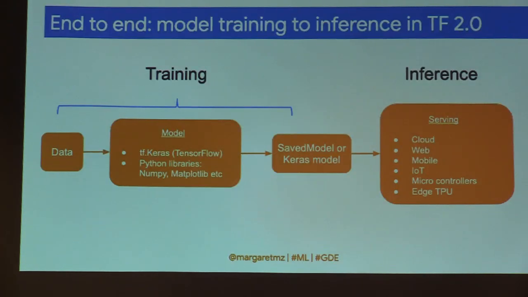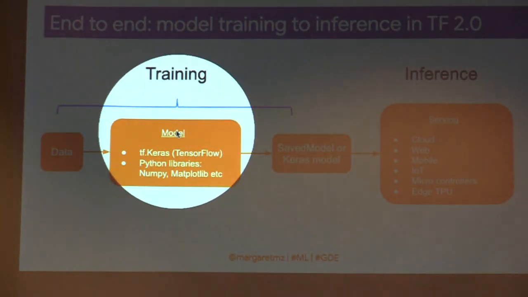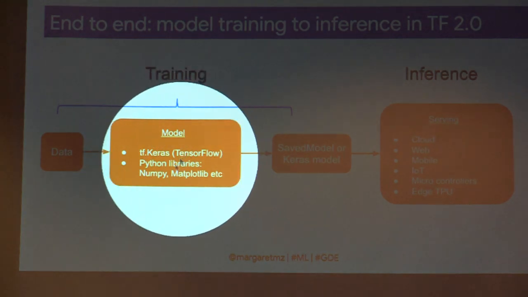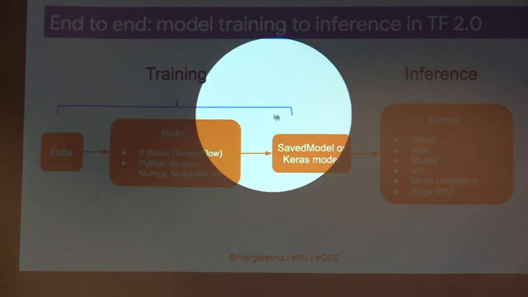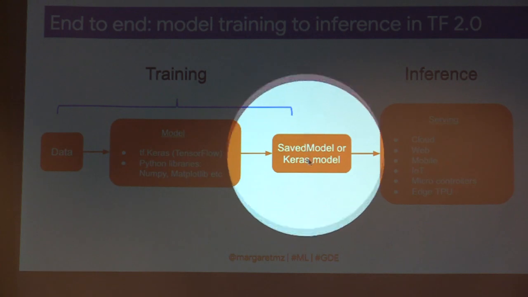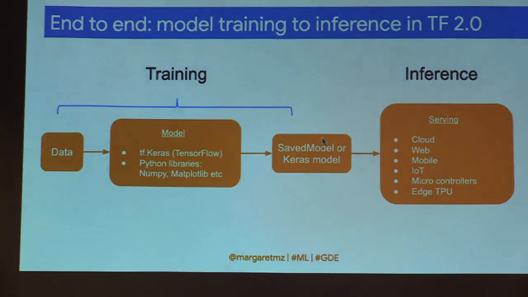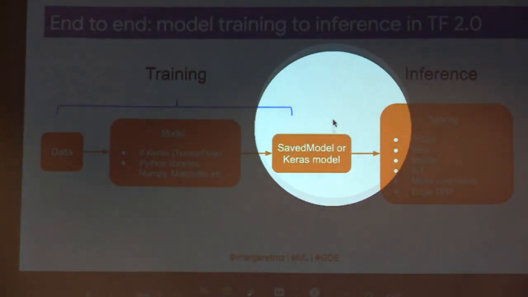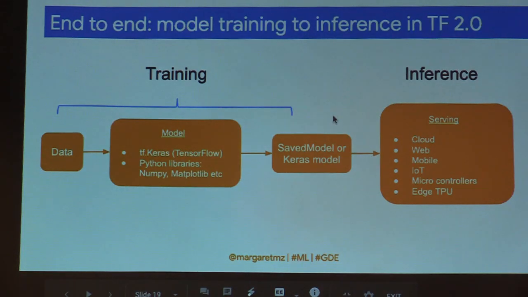TensorFlow 2.0. So typically your pipeline is you have the data there, you define the model, you have a model, and then you save the model, or Keras model. So TensorFlow 2.0 really standardized the process by having to save the model.